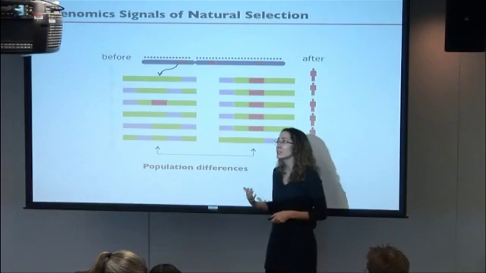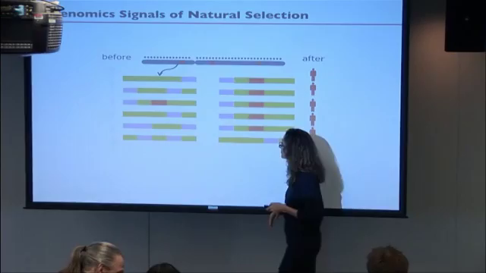Another one is population differences. When evolution occurs in one population subject to some pressure, but not in other populations, it'll drive these large differences between populations. And there's a number of other signals like those that we use to detect the signal of selection in the genome.